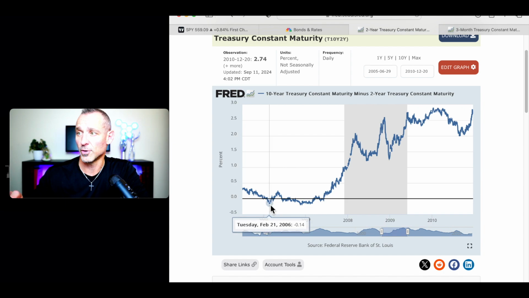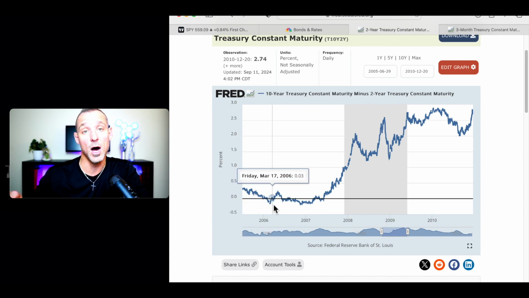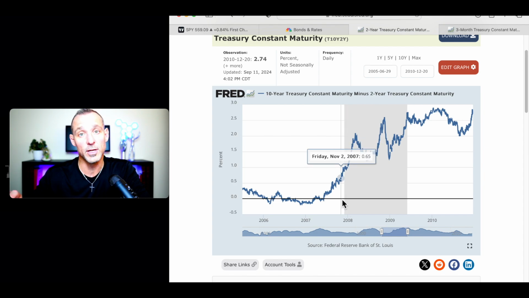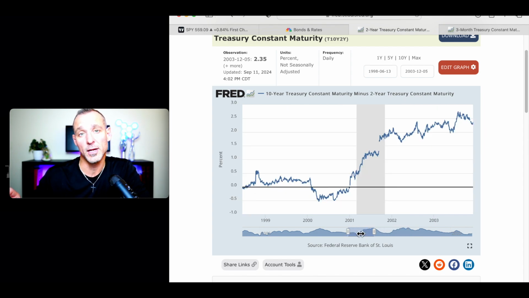You can see it inverted briefly in 2006, uninverted, and then it inverted again in 2006, and it took all the way until 2007 to uninvert. And we all know what happened shortly thereafter. Let's look at a different one. This is the dot-com bubble. If you notice, around February 2000, it inverted. It stayed inverted for pretty much the entire year. And we all know what happened after the dot-com bubble.